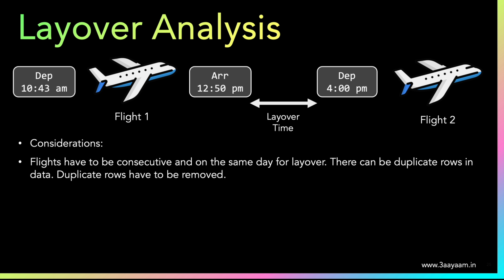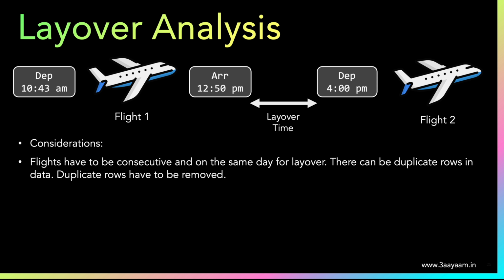The first one is that we'll have to make sure that the flights are consecutive and on the same day for a layover. That's why the requirement mentions that we consider only one layover, and there can be duplicate rows in the data and the duplicate rows have to be removed. Why can there be duplicate rows in the data? Because I generated the data using my own script. So there might be scenarios where there are flights for a particular passenger which are duplicates. So we'll have to remove those.